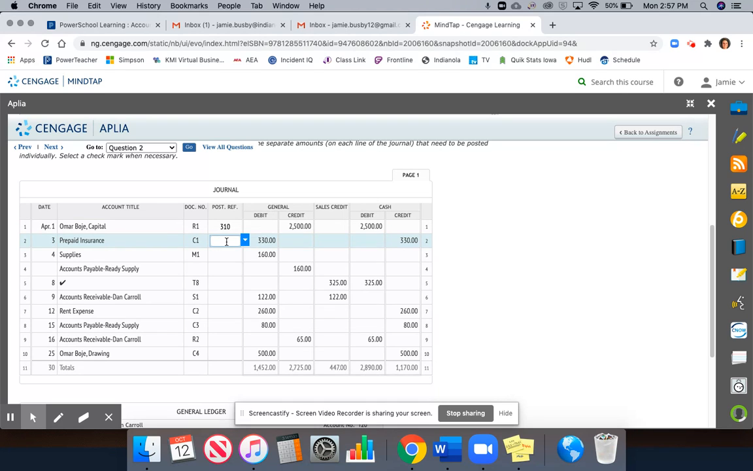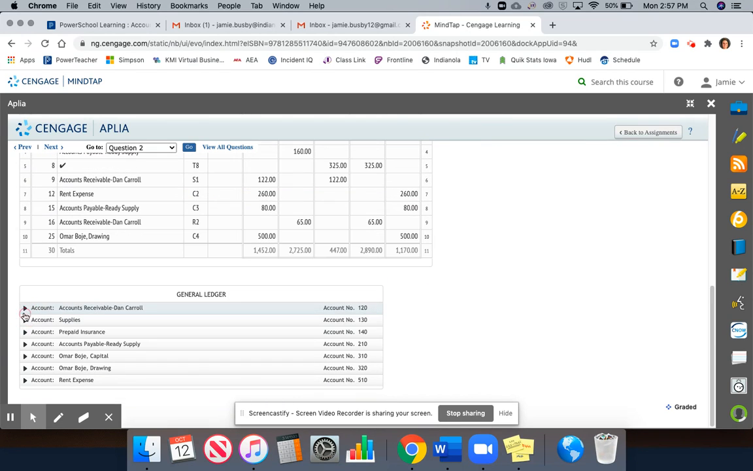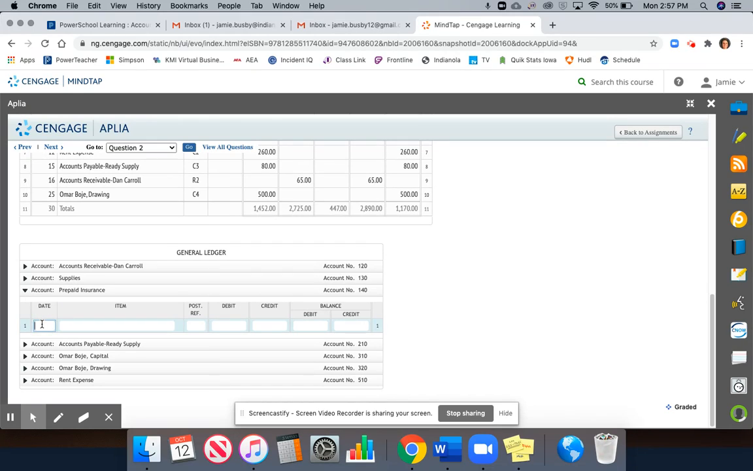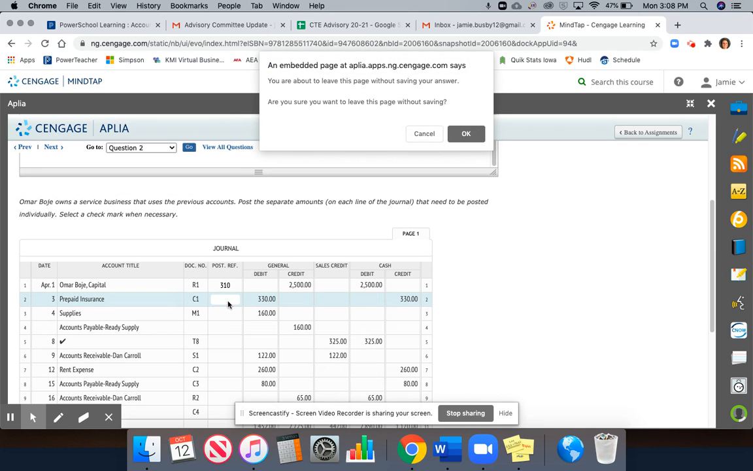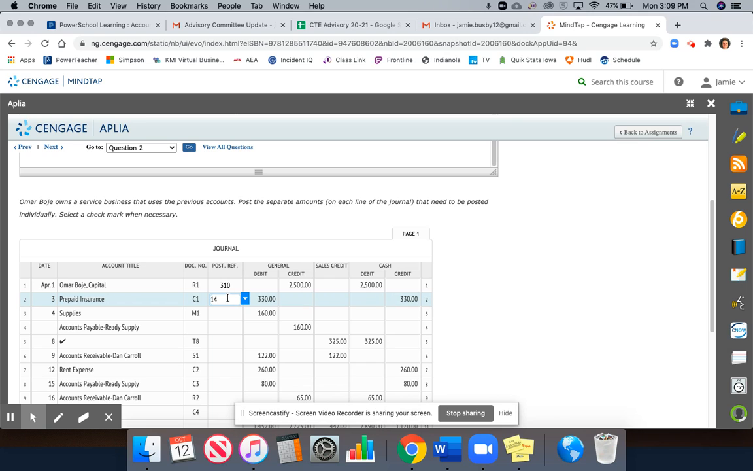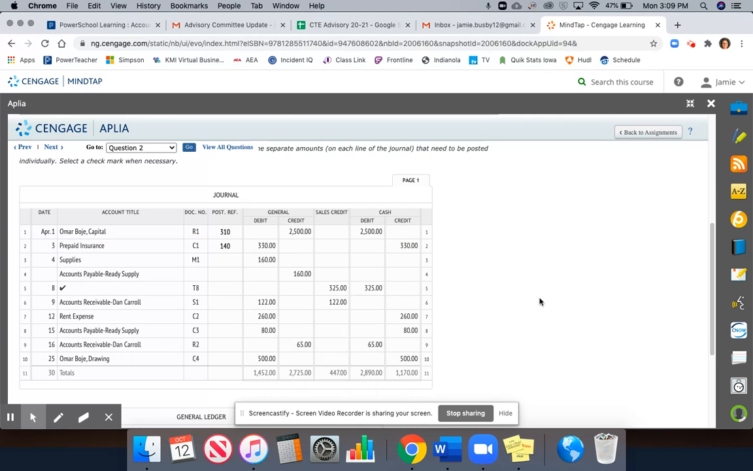Then we move on to the next one, prepaid insurance, April 3rd, debit of $330. So I'm going to go to prepaid insurance, April 3rd, page 1, a debit of $330. After we get our debit in there, we need to do step 4, update our balance. So we have a debit balance of $330. If it's a debit here, then it'll be a debit over here if it's the only number that we have. Final step, account number 140, back into our journal.